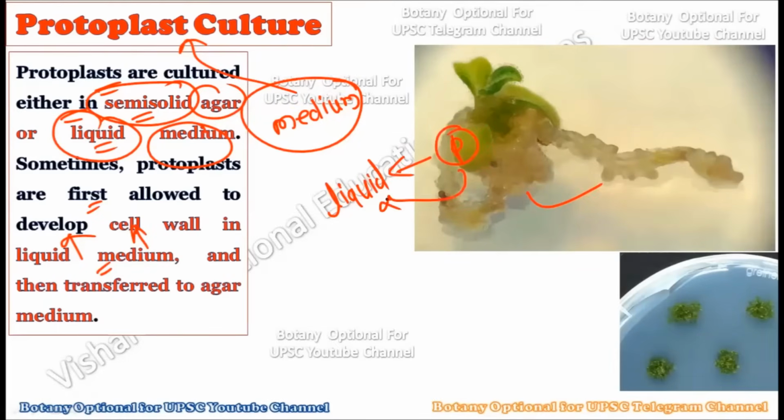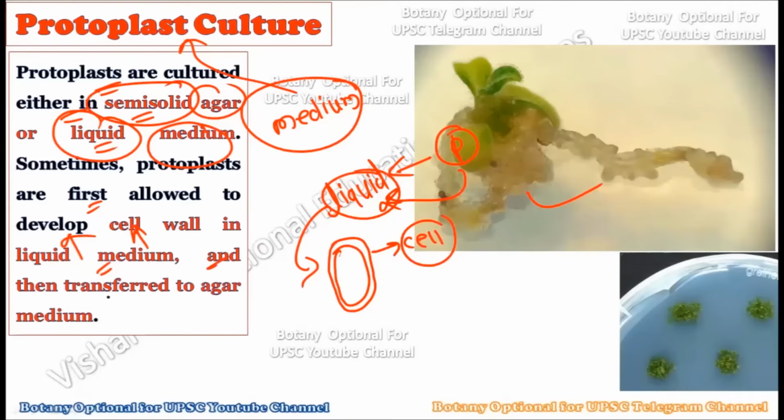Okay, first we will transfer the protoplast into the liquid medium, then this liquid medium will allow the cell to absorb the nutrients, and the cell wall will get formed around this particular cell. So the complete cell is created in the liquid medium. Okay, and then this can be transferred to the agar medium. Once the cell wall is formed, these whole cells can be transferred to the semi-solid agarose gel. Okay, so here we have two different types of medium. The very first is the semi-solid agar, and the second is the liquid medium.